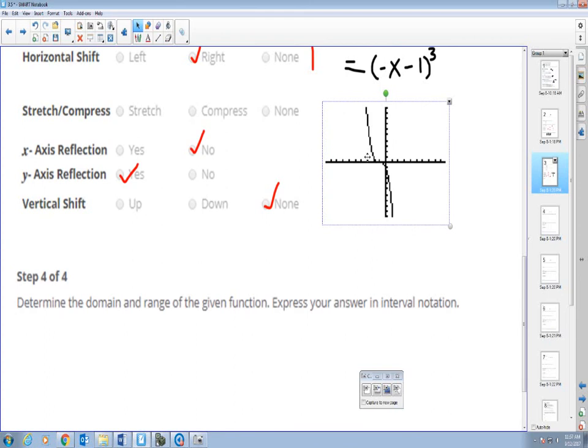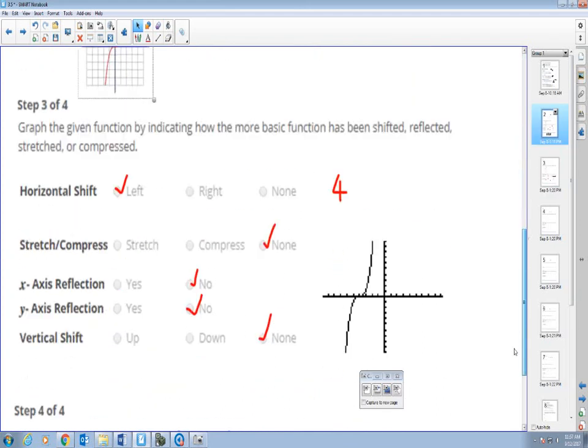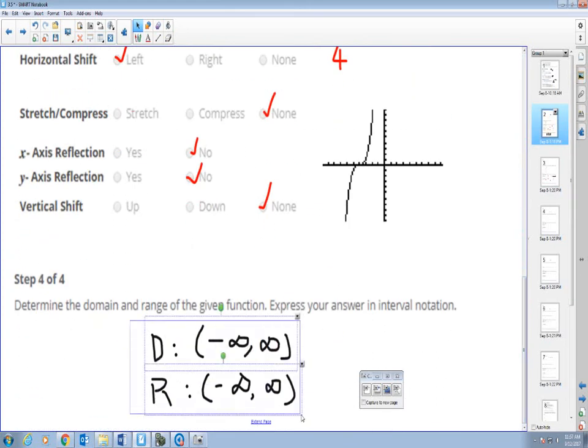Alright, domain and range should be the same. Keep on going left, keep on going right, keep on going up, keep on going down. So everything is to the infinity. From negative infinity to infinity.